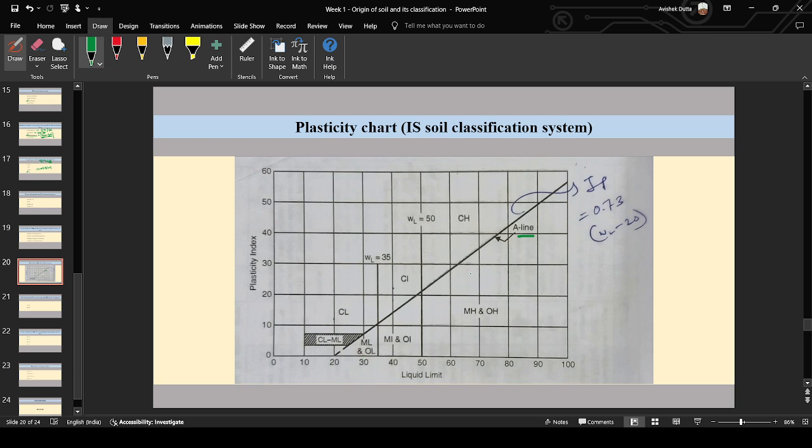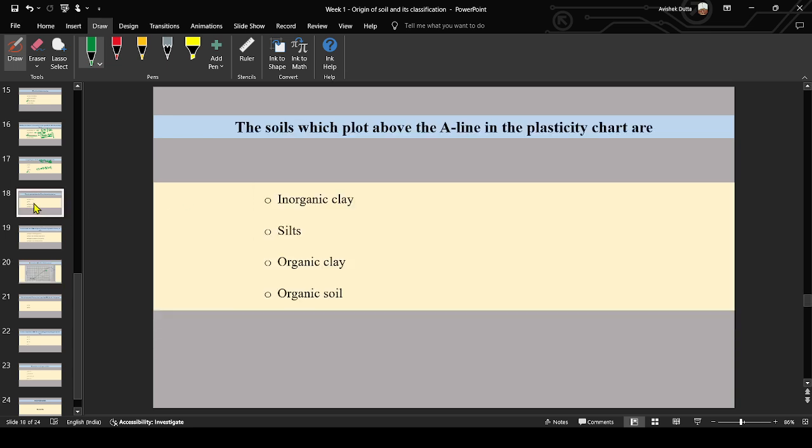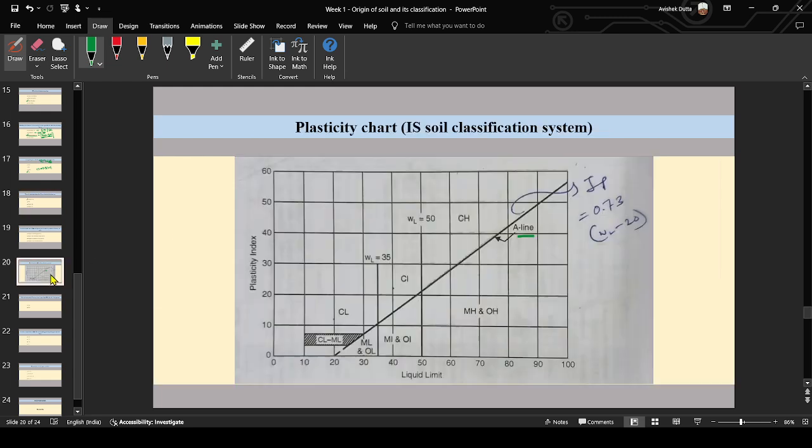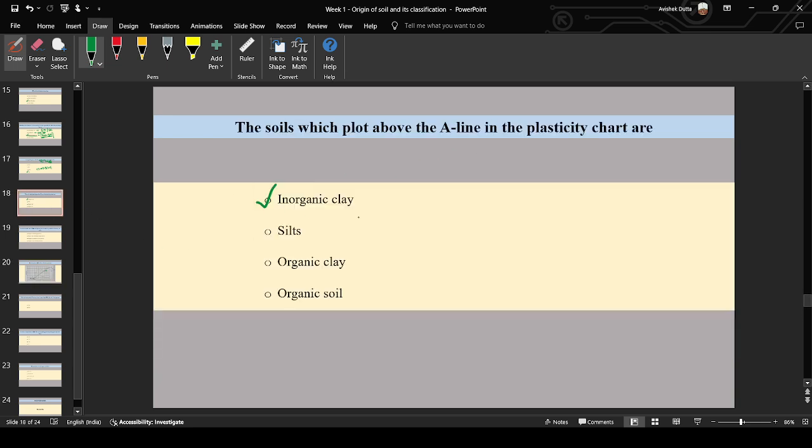Okay. So apart from the plasticity, organic soils are found below the A line, and above the A line it is inorganic soil. Below the A line it is silt, and above the A line it is clay. So above the A line it is clay and inorganic. Do we have the option over here? Yes, we have the option. Soil which plots above the A line on the plasticity chart is inorganic clay, since O is not written and C means clay.